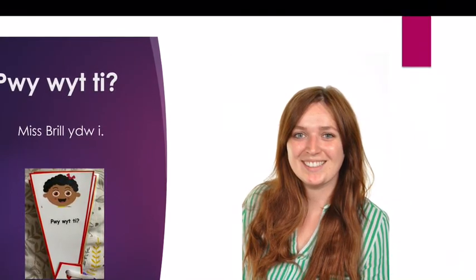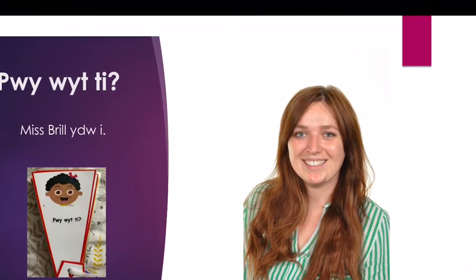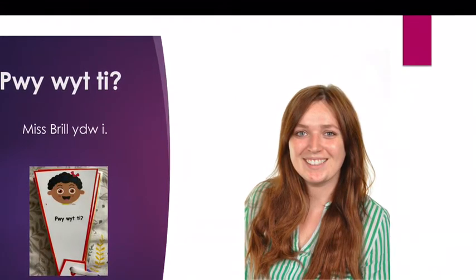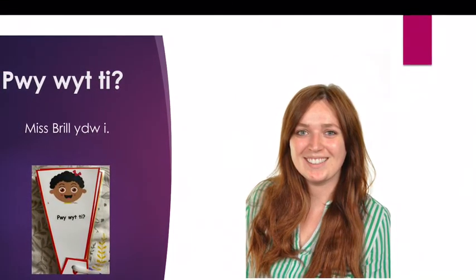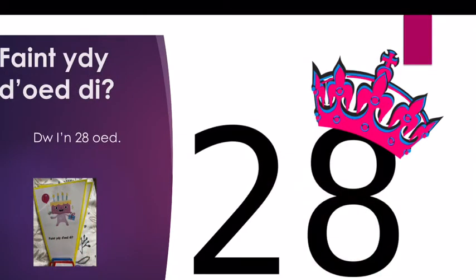Now, I know that this means who are you? So I'm going to answer, Miss Brill ydw I. The next one is faint ydy dy oed I. Well, Miss Brill is 28. So I'm going to answer, dwi'n 28 oed.